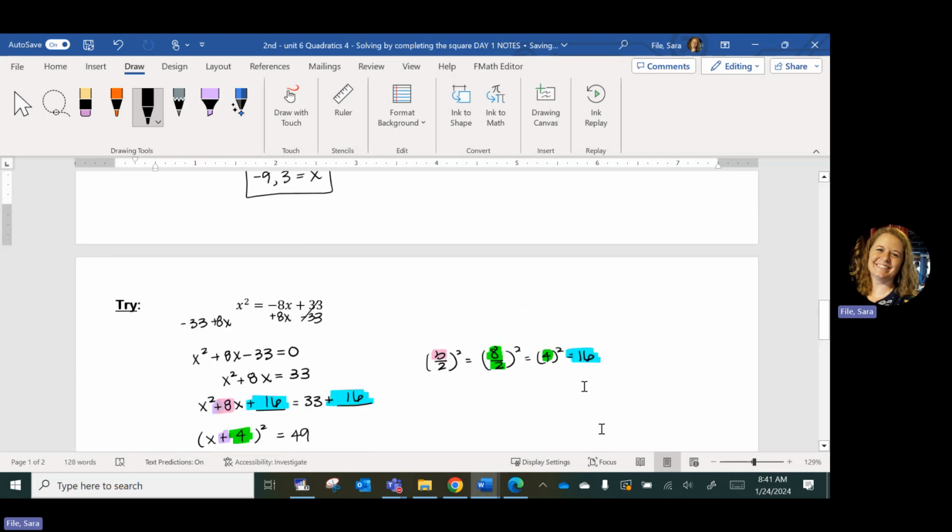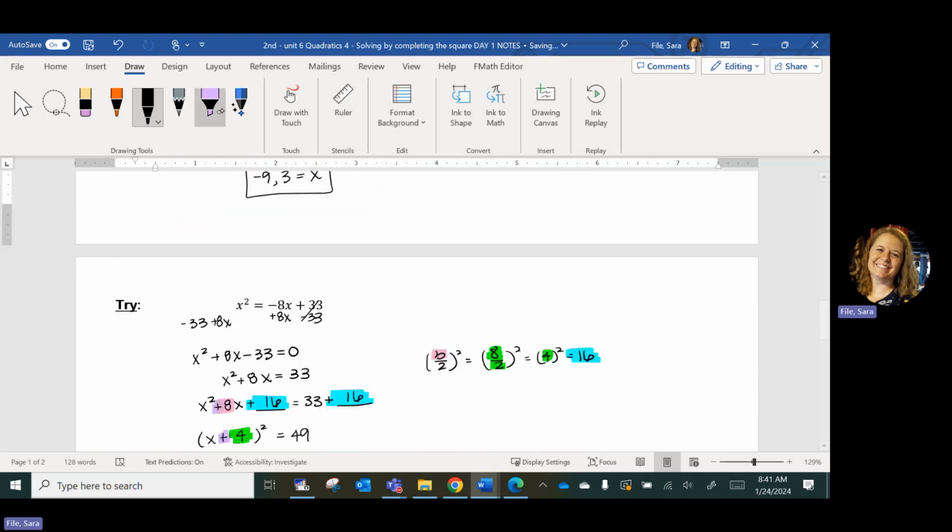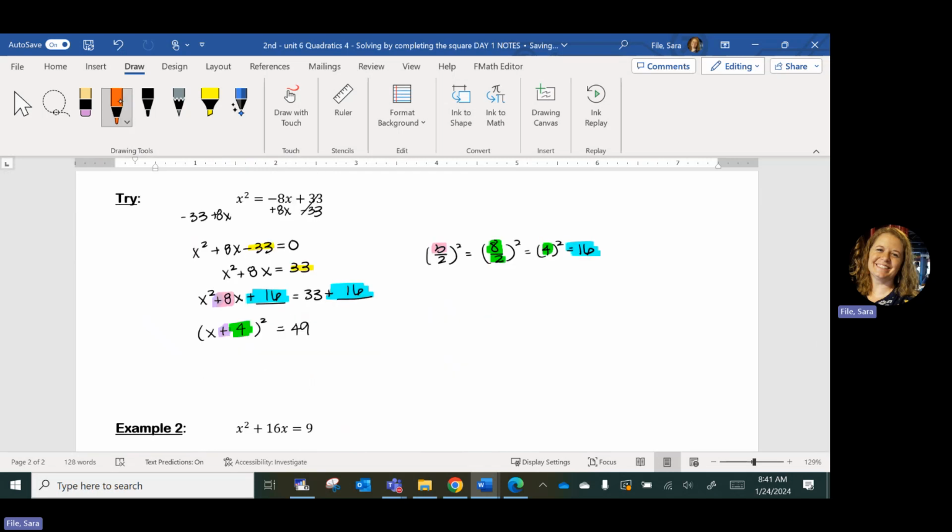Now I'm ready to solve for x. Here, let me double check I got all my highlighting. I'll put the yellow there for moving C. Put it back over there. Okay. All right. Ready to take the square root of both sides? Don't forget your plus or minus. So that's going to leave me with x plus 4 equals positive or negative what? Is 49 a perfect square? It is. The square root of 49 is 7. So positive or negative 7.